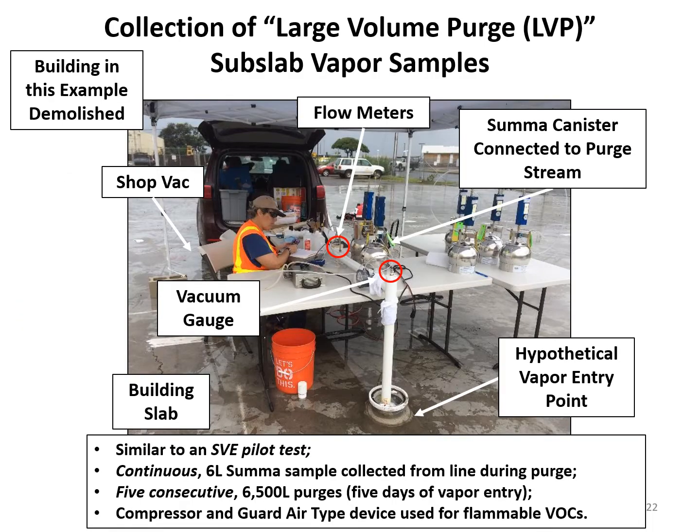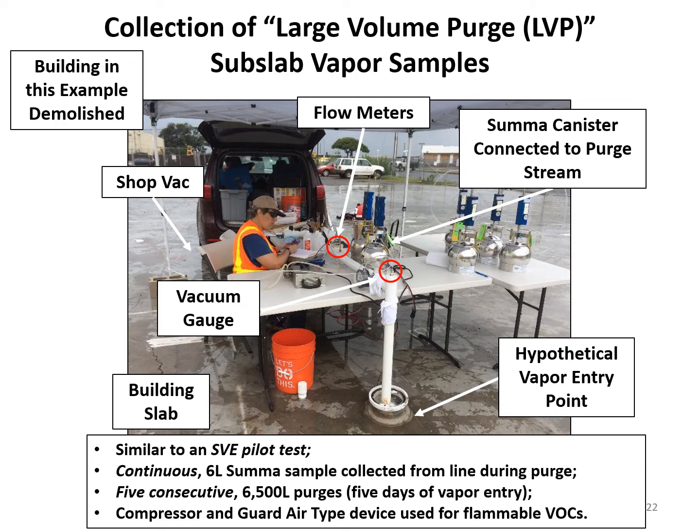How do you do this? We have some other presentations where we go into this in detail, but this issue comes up, so I went into a little bit more detail in this presentation. We refer to these as large volume purge, LVP, subslab vapor samples. Pretty simple. It's similar to a soil vapor extraction test for remediation.